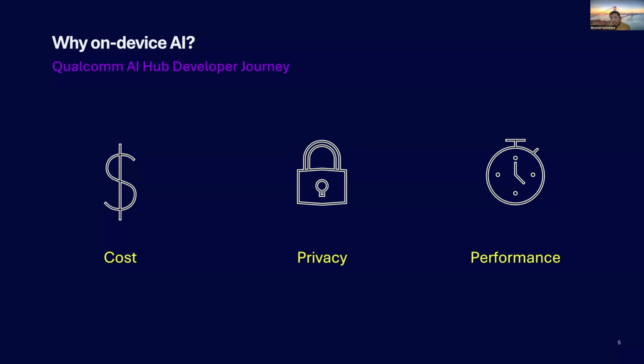Second, and most important in my view, is privacy. When you run a model on device, the user data stays on device, and that way no data is shared across the cloud, so the user is more comfortable using the use cases of a particular app.